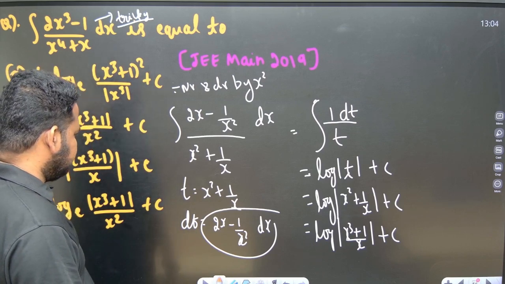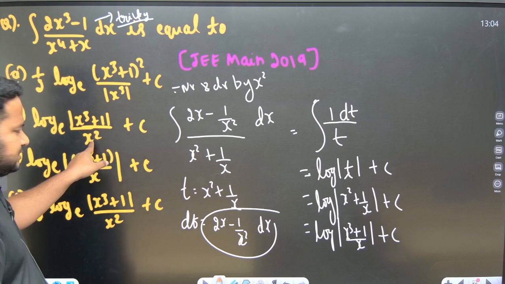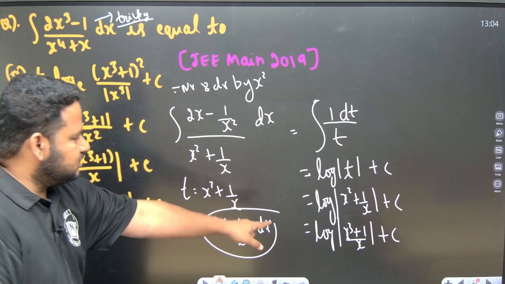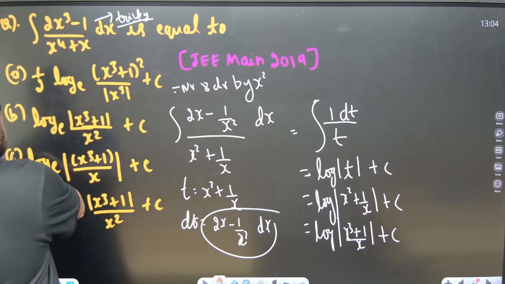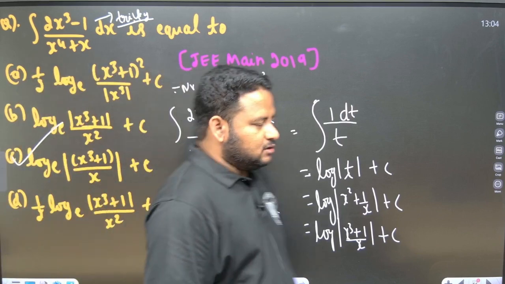The denominator should be x. Here it is x cube plus 1, but the denominator is x square in one option, and here the denominator is x. So, the answer is option C. That is the right answer.